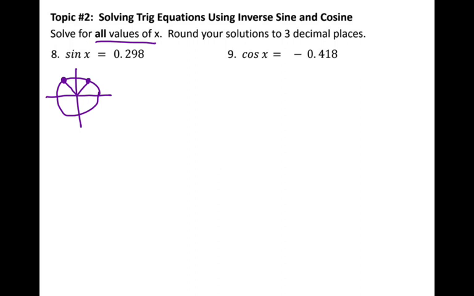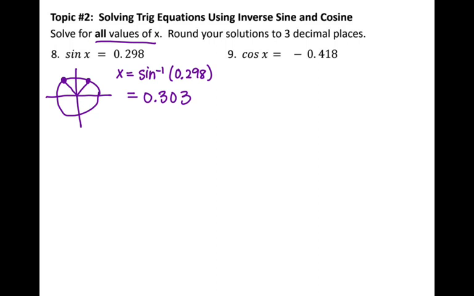From here, I'm going to use my calculator. So I'm going to go ahead and find the inverse sine of 0.298. Make sure your calculator is in radian mode since we're talking about radians for this particular problem. And once you plug that into the calculator, that gives me 0.303 since we want to round to 3 decimal places.